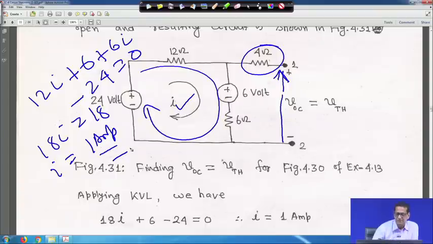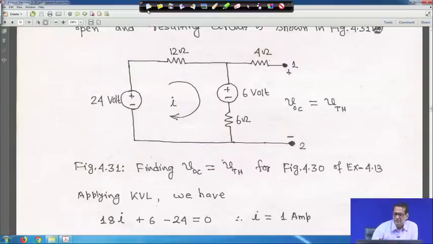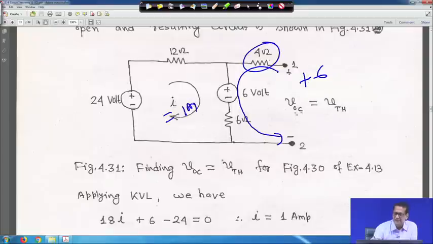So, when you know I is equal to 1 ampere, let me clear it. Now you apply KVL. In this case, the current flowing through this 4 ohm resistance is 0. Therefore, if you apply KVL moving like this, I can write plus 6, and I is equal to 1 ampere, so plus 6 into I minus V Thevenin is equal to 0, because it is encountering the negative terminal first.